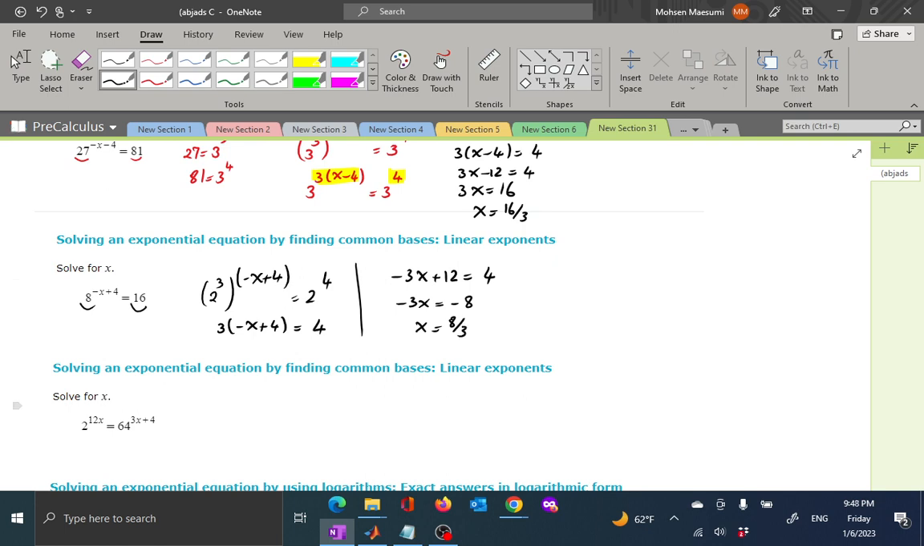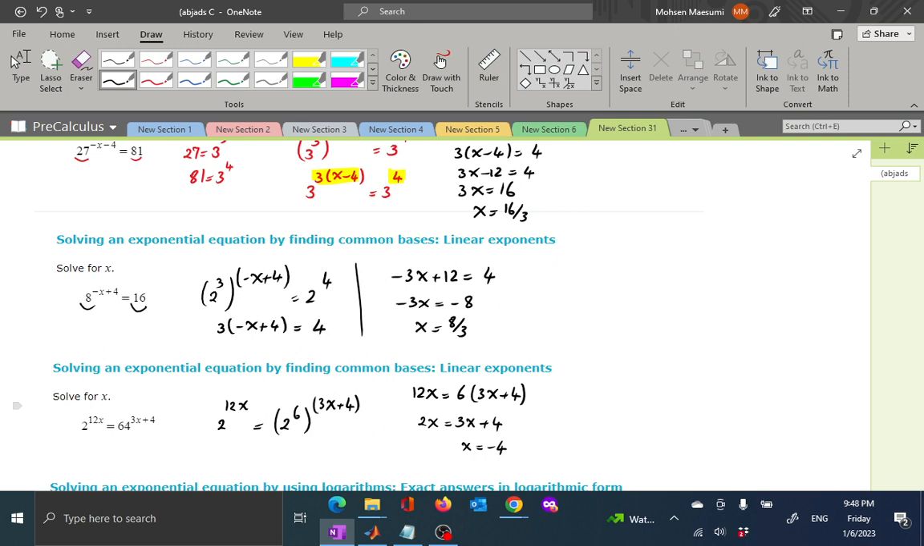So this one will be 2 to the power of 12x. As it is, we don't have to do anything to it. 64, we need to remember that it's 2 to the power of 6, 3x plus 4. So on the left hand side the exponent is 12x, on the right hand side it's 6 times 3x plus 4. Instead of multiplying, it's better to divide by 6 here so our numbers become smaller and the chance of mistakes will be less. Now I subtract 2x from both sides, so I'm left with x here, and bring the 4 to the other side, so I get x equal to minus 4.